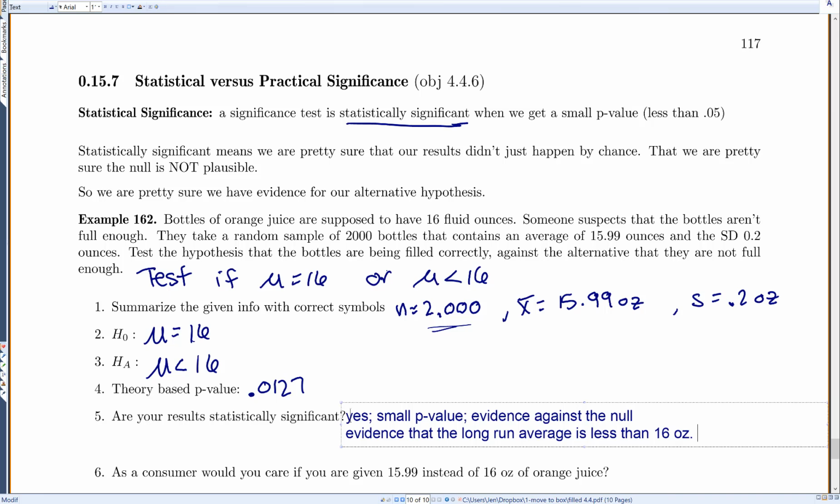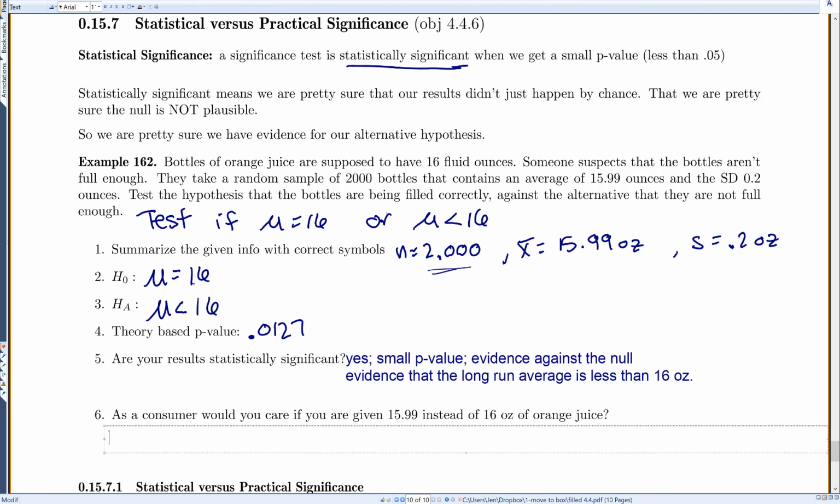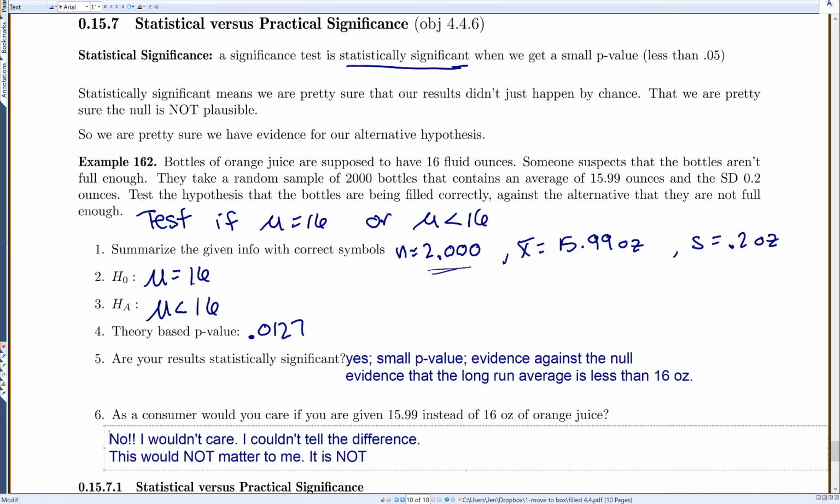It is statistically significant. However, the question is, as a consumer, would you care if you are given 15.99 ounces instead of 16 ounces of orange juice? Maybe you are different than me, but I would say no. I wouldn't care. I couldn't tell the difference. So this would not matter to me. It is not important. And this is very important because there's a difference between, do we know something statistically? Like, I am very sure that this average is less than 16 ounces. Do I care if it's less by 0.01 ounce? No, no one's going to care.